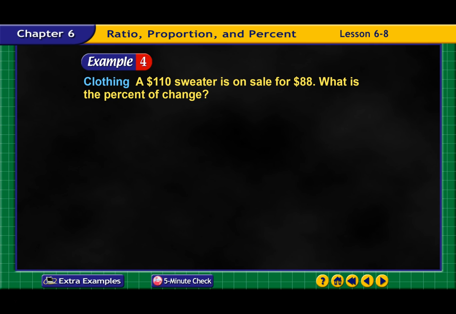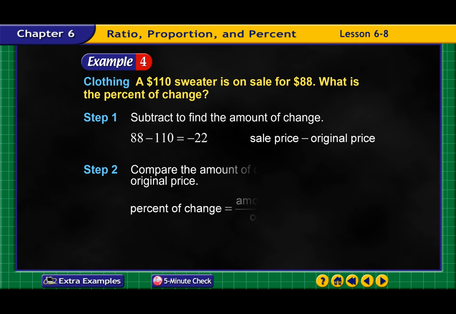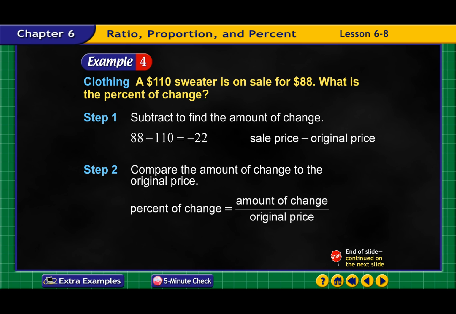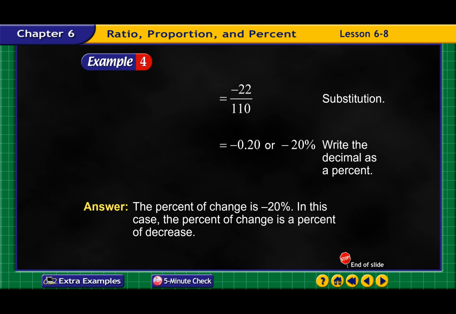All right, so a sweater is on sale for $88. What is the percent of change? This is probably the most popular one of these that you're going to see in real life. It's just sales. They just work well for percents. So first we find the amount of change. So we take the sale price and the original price. Notice it comes out to a negative number. So we take the amount of change over the original price. The amount of change is negative 22. The original price was 110. We divide those together, comes out to negative 0.2. And that comes out as negative 20%. So we can say the percent of change is a negative 20%, and the percent of change is a percent of decrease. That's why it can be negative.